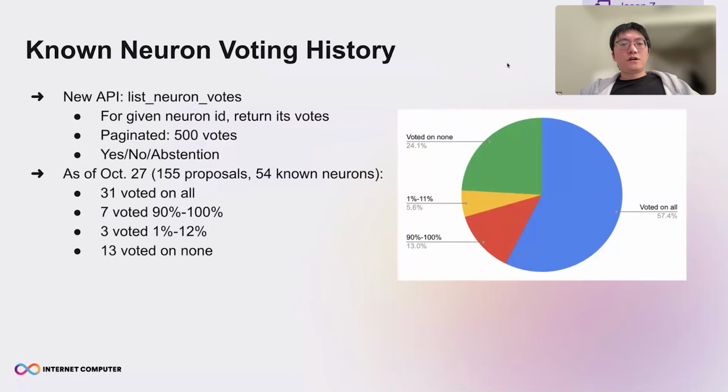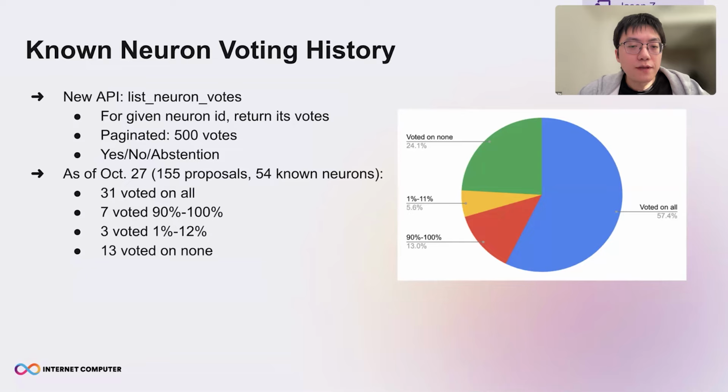Now, let's talk a little bit about the known neuron voting history. The new API list neuron votes will return votes of a given neuron ID of a known neuron. It's paginated with 500 votes per request, and the vote abstentions are also recorded and exposed in addition to the yes and no votes. Note that if a known neuron is newly created and not eligible to vote on a proposal, it doesn't count as abstention.